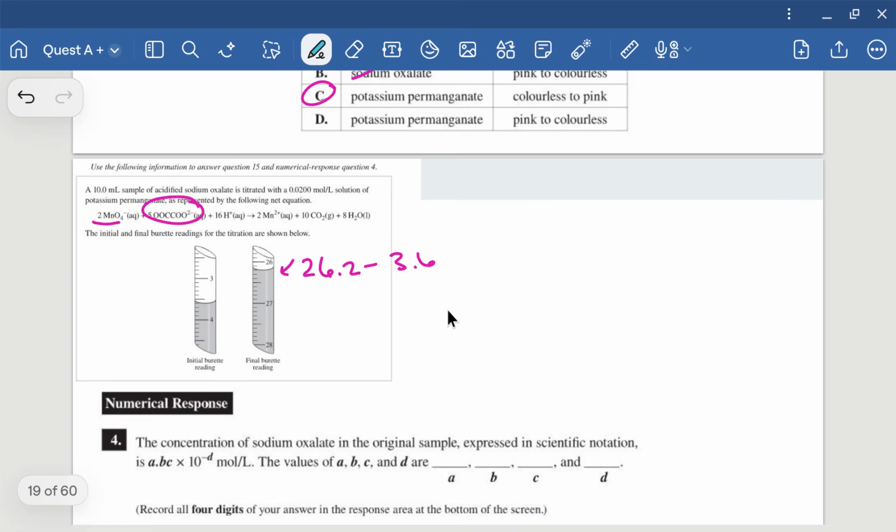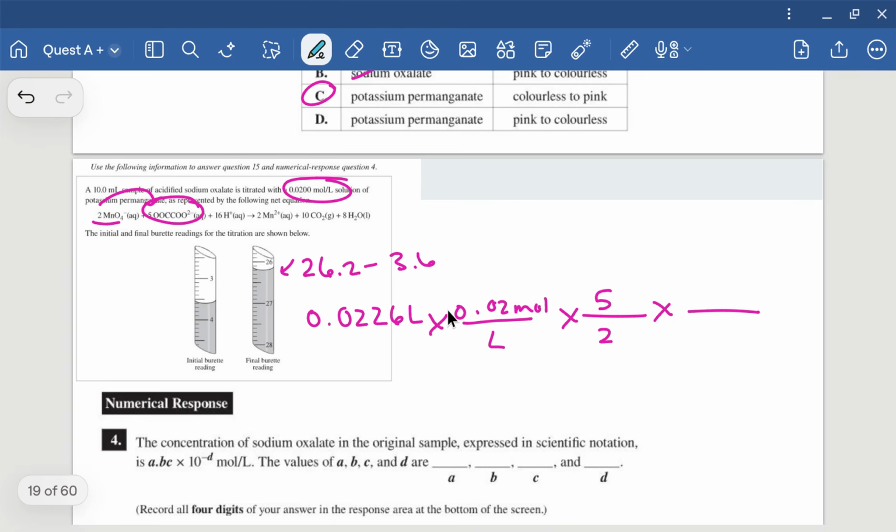You need to change that to liters. So we're going to start with 0.0226 liters of the permanganate, and then multiply this by the concentration, which is given: 0.02 moles per liter of the permanganate. Then you're going to use your mole ratio to turn your moles of your known into your unknown, and that's a 5/2 ratio. Lastly, you're going to divide by the amount you're titrating. Every time you're titrating 10 mL, but that needs to be in liters.